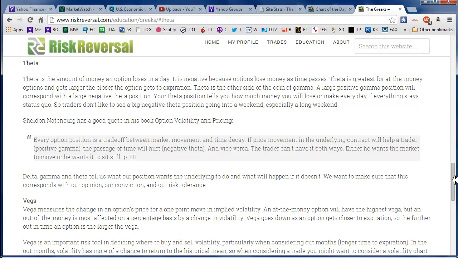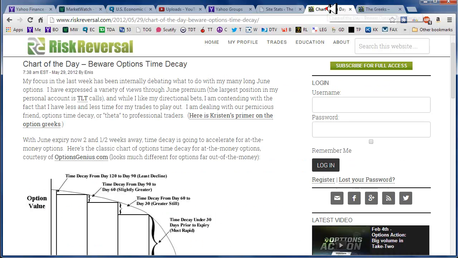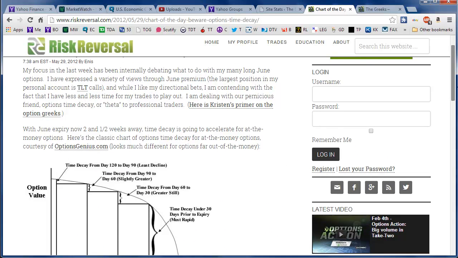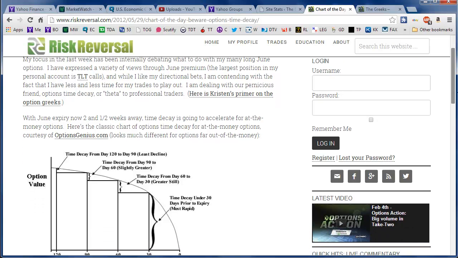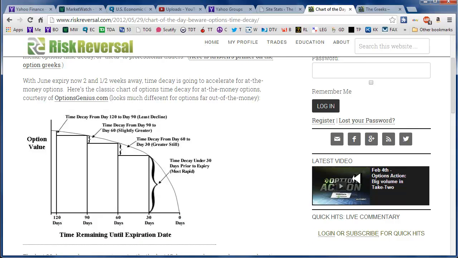All right, so that's enough of that. What does theta actually do? For those of you who may not have had any experience with time decay and looking at a graph of a typical time decay, here on the same website from a post on May 29th, 2012, is the chart of the day, "Beware Options Time Decay." In this example, this is a 120-day option contract.